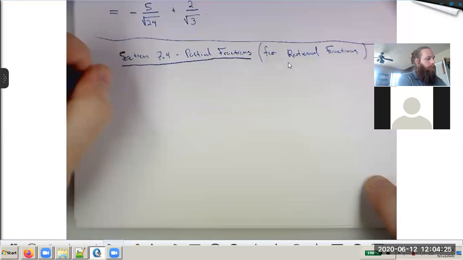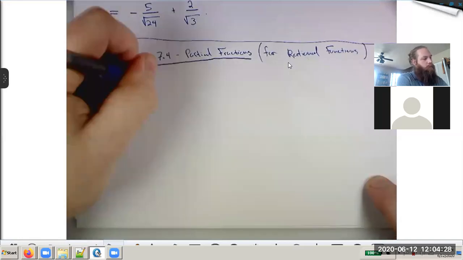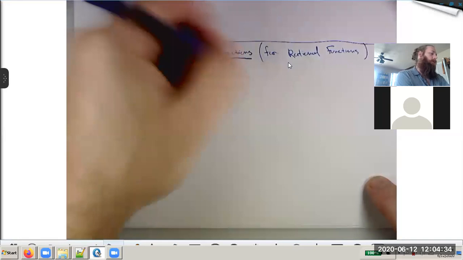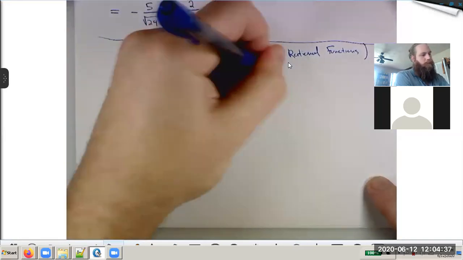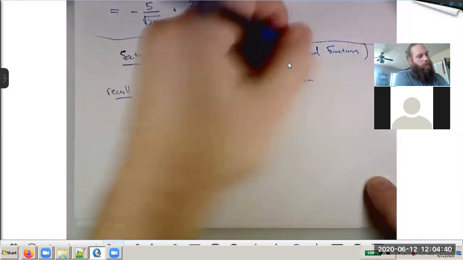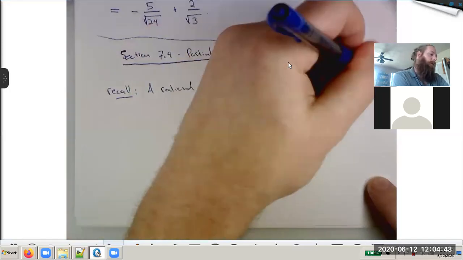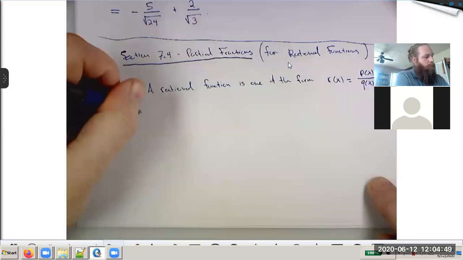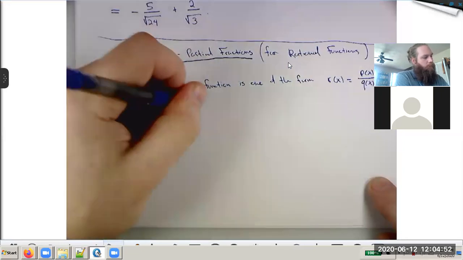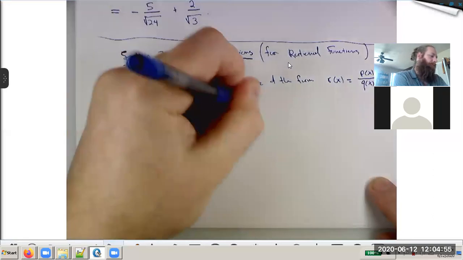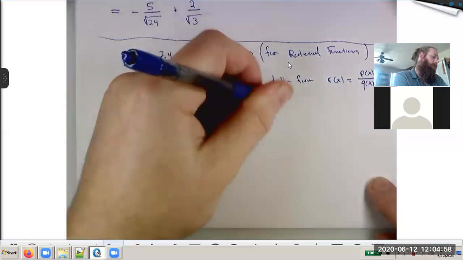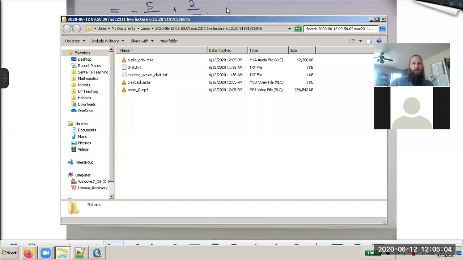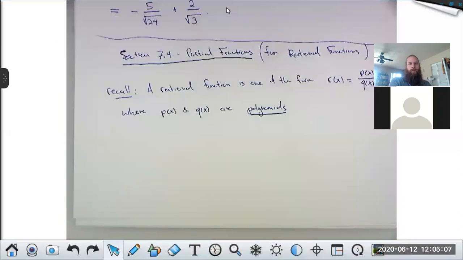So recall, a rational function is one of the form, usually written r of x equals p of x over q of x, where, and this is important, p and q are polynomials. So no square roots of x, no e to the x, no sine x or cos x. P and q must be polynomials.